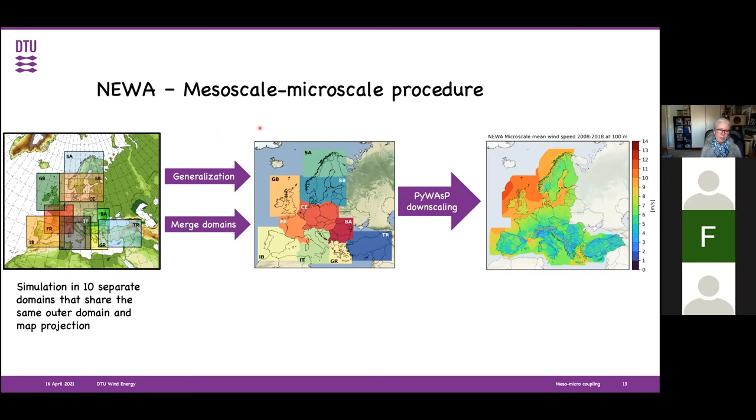In this case, instead of tiles, we chose 10 separate domains covering Europe. They all share the outer domain. The outer domain is the same, but each of them was centered on a specific area. Then these were generalized, and then merged into specific tiles. And then with PyWAsP, the Python version of WAsP, the calculation was done to generate a microscale description at 50 meters for all of Europe.